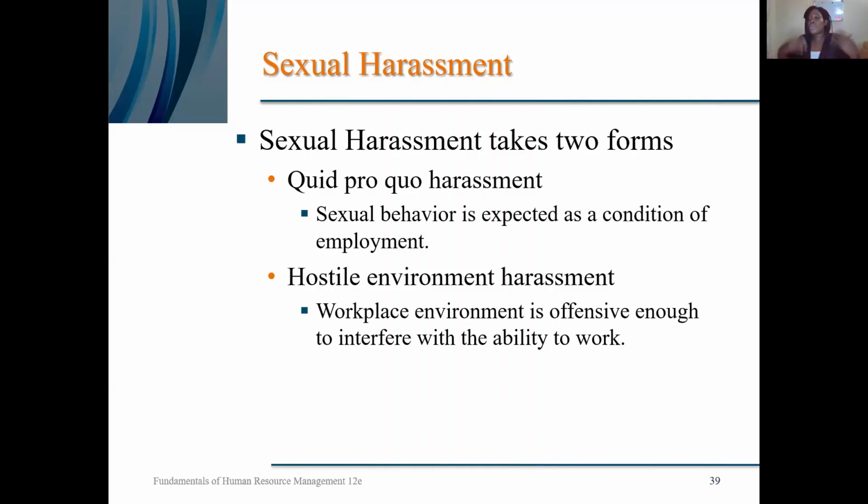So you go on an interview and you're touched or spoken to in a manner that is an unwanted sexual advance, and it says, okay, if you do this, then I will employ you, right? So that's one type of sexual harassment. It's called quid pro quo harassment. And then you have hostile environment harassment.